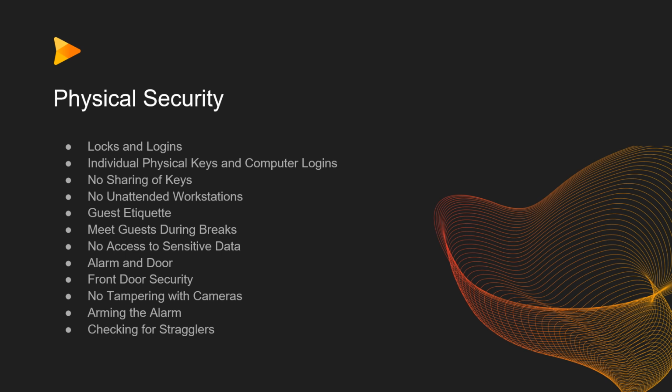As far as the alarm and door is concerned, the front door is not to be left unattended. Tampering with cameras when they're installed would be strictly forbidden. So please do not change any camera angles or anything like that. If you see anyone doing that, let us know or let security know, and then we will have a look at that. The alarm must be armed by the last person who leaves.